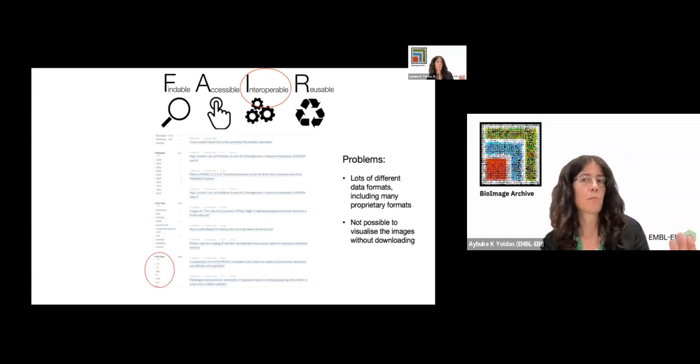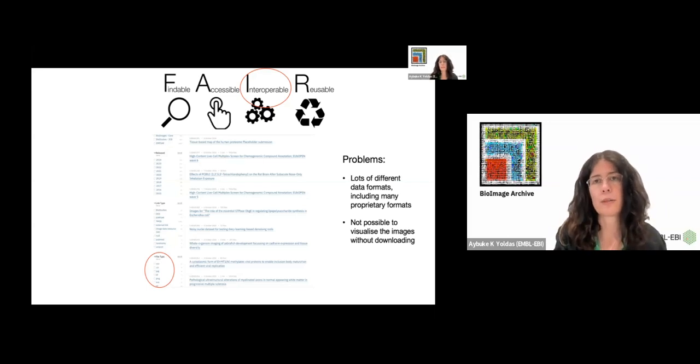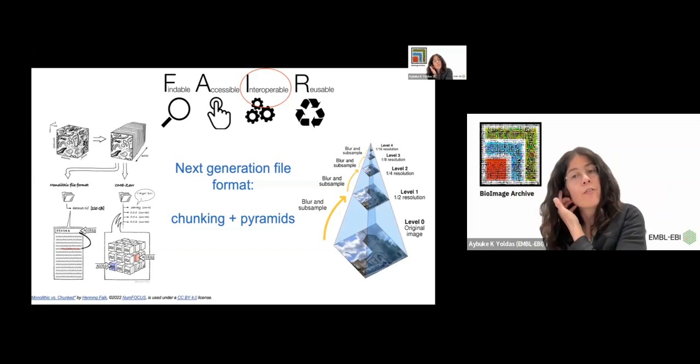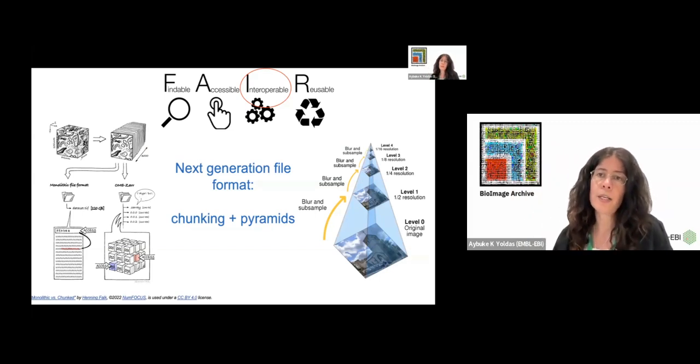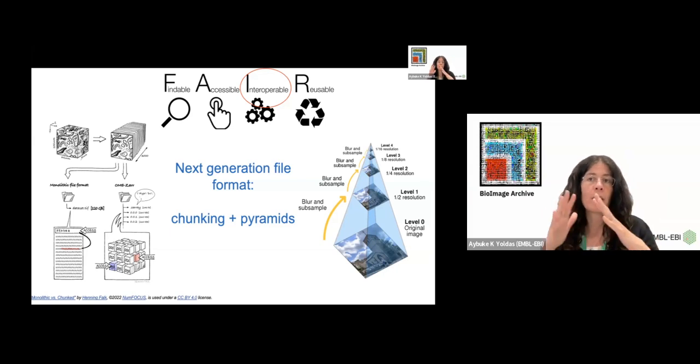As I mentioned, there are these problems that we need to overcome, both to make things more interoperable, but also, as I said, to make them visualizable and analyzable on the fly, so without the need to download terabytes of data, essentially. So for this, there are some new generation file formats, NGFF formats, which do chunking and have a pyramidal structure.